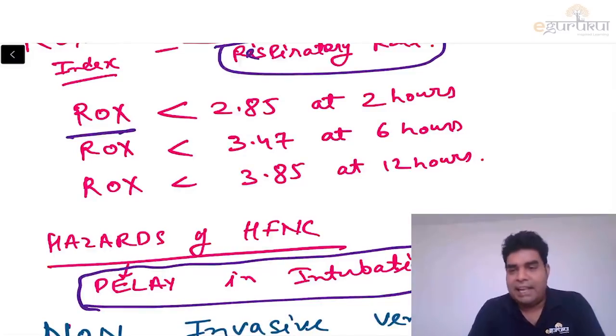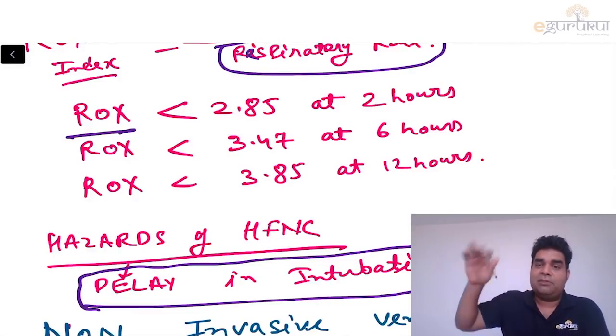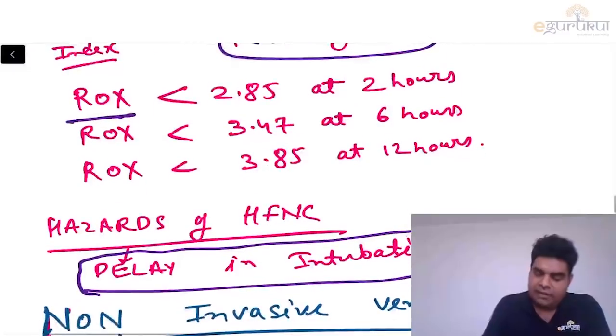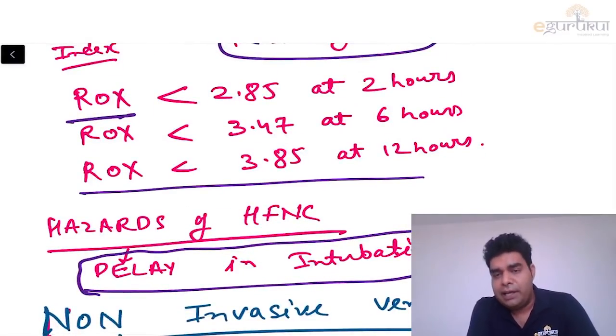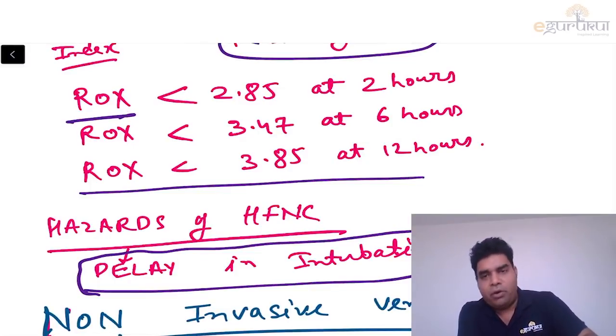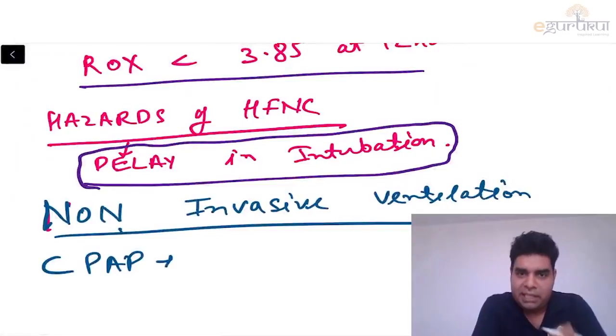If the ROX index is less than 3.47, again it indicates that we should shift from high flow nasal cannula to some other method. And the third thing is that if ROX is less than 3.85 at 12 hours, it also indicates that high flow nasal cannula is not sufficient now, and we should change to some other method.